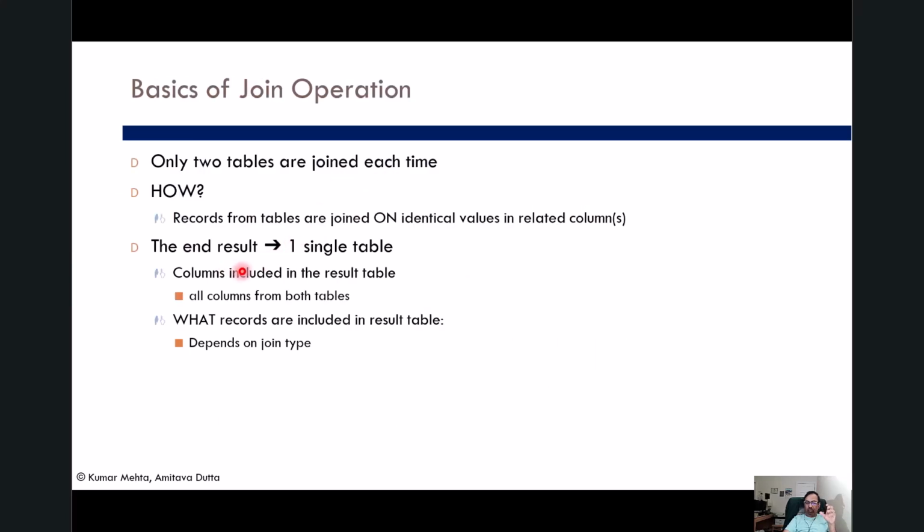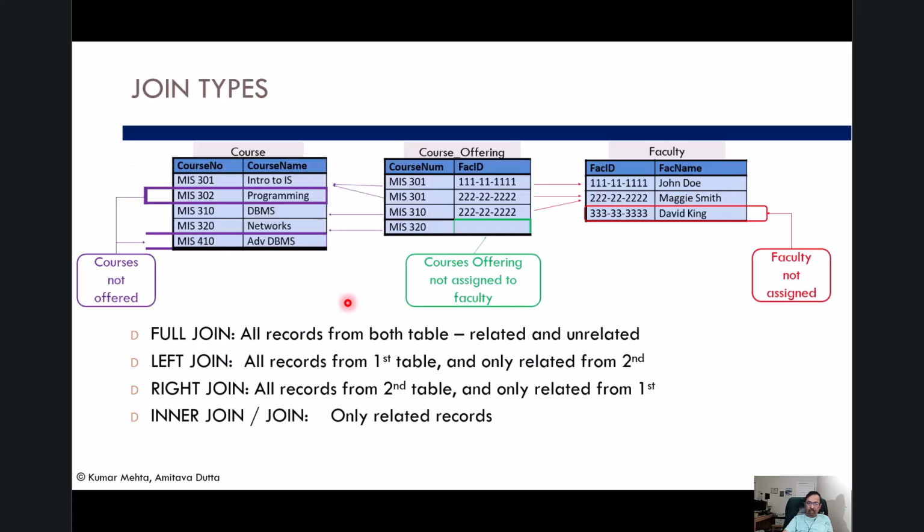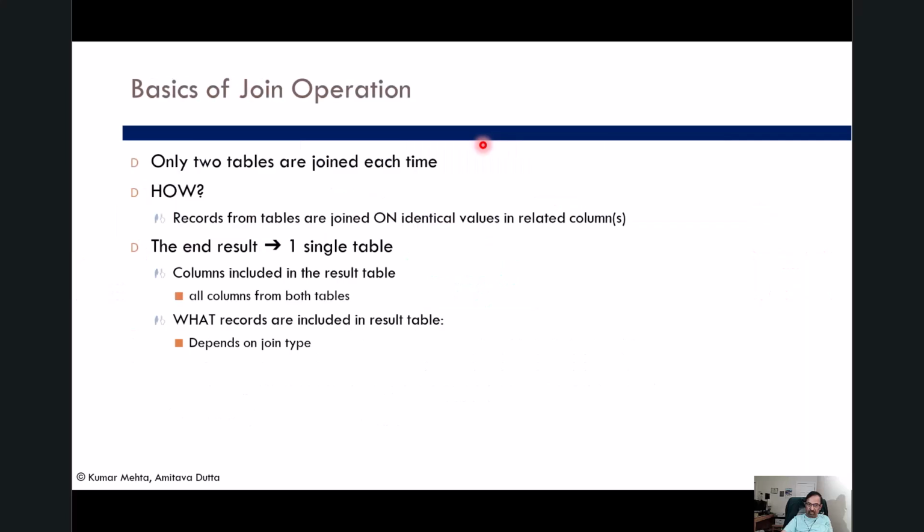How do I decide what columns are included in the result table? All columns from both tables are included. So if I were to join course number and course offering, then in the result I would have 4 columns. I would have this column, this column, this, and this. Let's again continue with this discussion and see how the records in the output are produced.